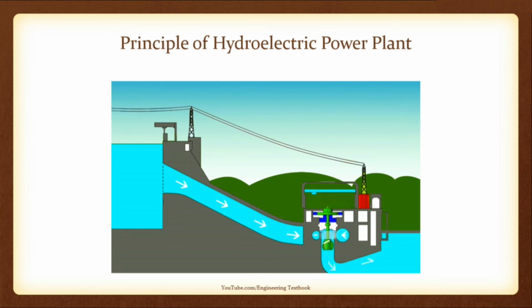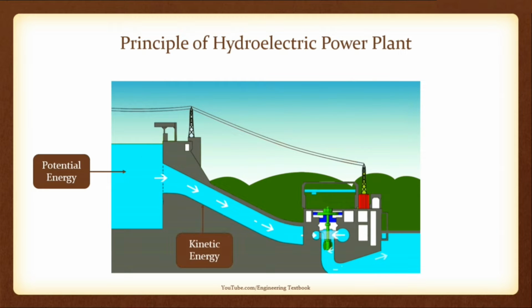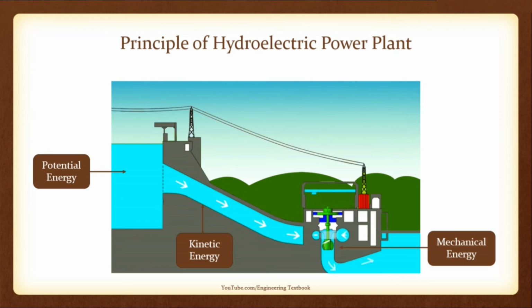Principle of hydroelectric power plant. A hydroelectric power plant is an electricity producing plant in which water is the essential fuel. The potential energy of water is converted into kinetic energy, and the kinetic energy is further converted into mechanical energy. This mechanical energy is then converted into electric energy. This is the basic principle of a hydroelectric power plant.